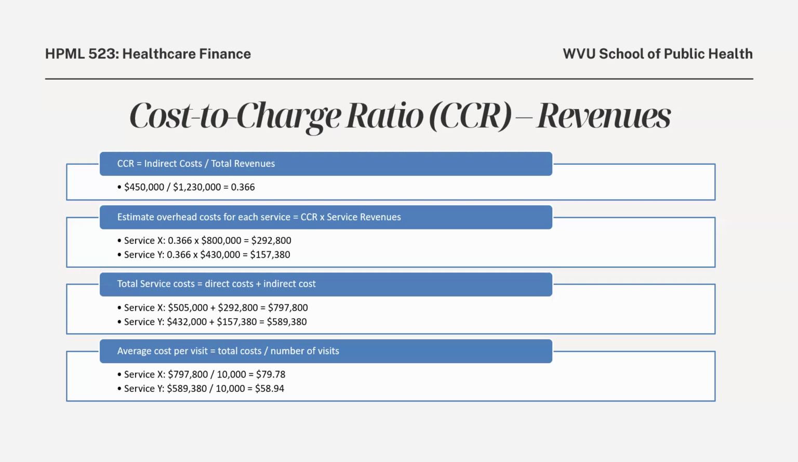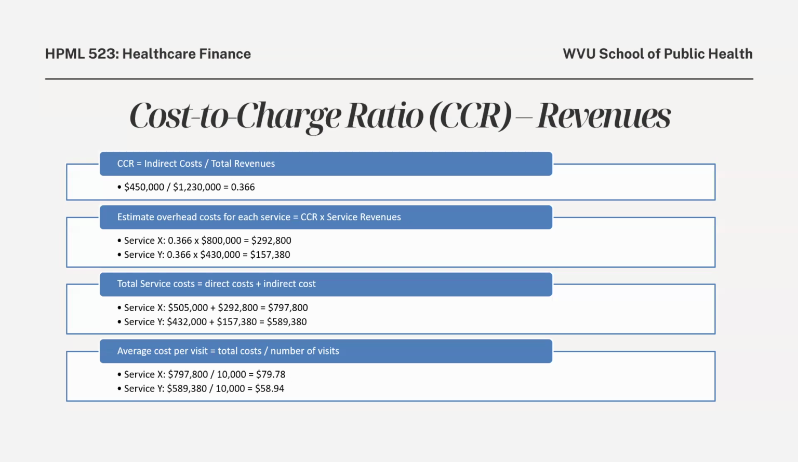You'll take that CCR now and multiply it by your service revenues. For service X, that will get you a value of $292,800. In service Y, $157,380. You'll do a similar step where you'll add those indirect costs that you just found by multiplying the CCR by the service revenues and add them to your direct costs. And you'll get a value for service X of $797,800 and service Y of $589,380.